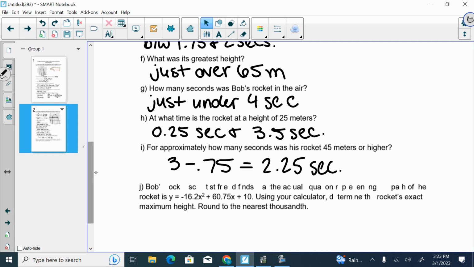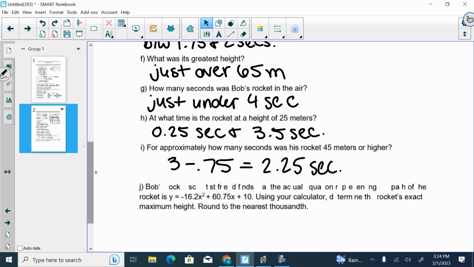Now for the very last question, it says Bob's rocket scientist friend finds the actual equation to represent this parabola path that's drawn up here. It says that the equation is negative 16.2x squared plus 60.75x plus 10. Using your calculator, determine the rocket's exact maximum height. Round to the nearest 10. All right, so we're going to have to use our calculator.